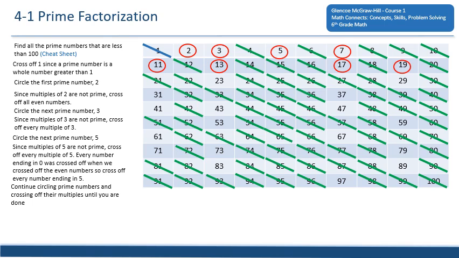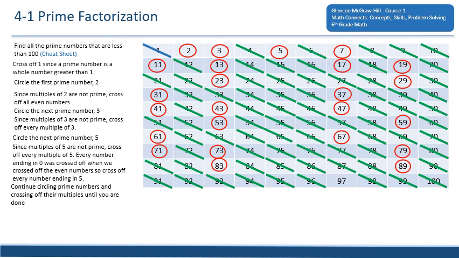13, 17, 19, 23, 29, 31, 37, 41, 43, 47, 53, 59, 61, 67, 71, 73, 79, 83, 89, 97. Those are your prime numbers less than 100.